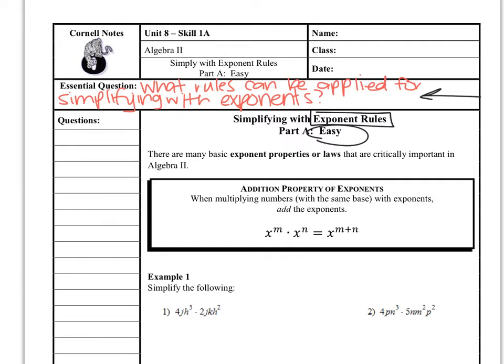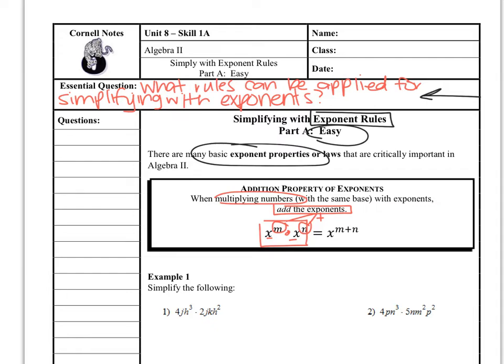So there's quite a few basic exponent properties or laws that you have to know in order to be successful with this stuff. So the first thing we see is when we have multiplication with these expressions that have the same base, those exponents, m and n, end up getting added together. So it becomes x, that same base, to the power of m plus n. We add the exponents when multiplying numbers with the same base.